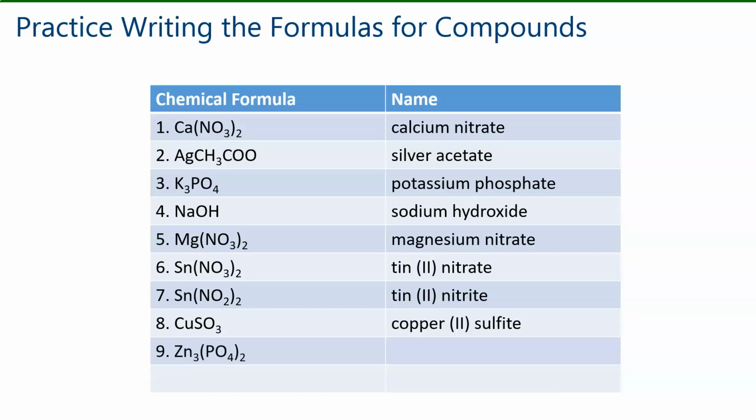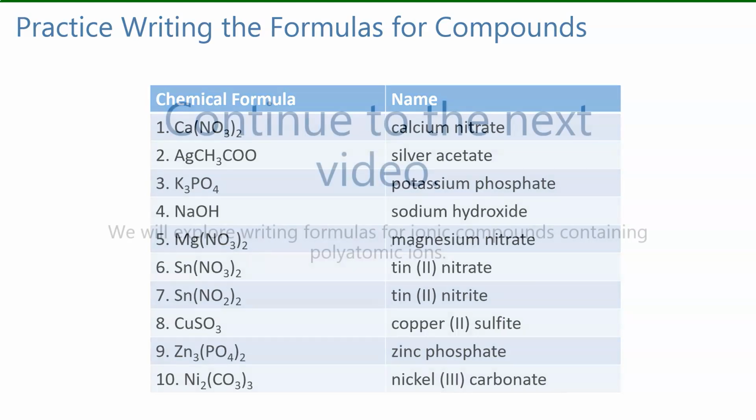Our next example, we have Zn3, and in brackets we have PO4 with the subscript 2. And remember that zinc only has one charge, so we don't have to do that extra step of balancing out the ions to make a neutral compound. There will be no Roman numeral attached to zinc. So we have zinc phosphate. And our last example starts with nickel, which is a multivalent transition metal, so you will have to balance out the charges in this case. And we have nickel 3 carbonate.